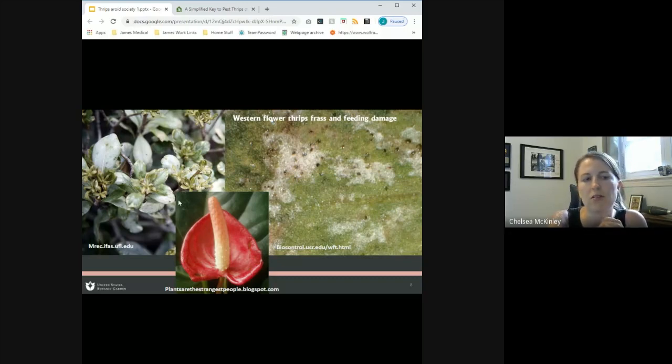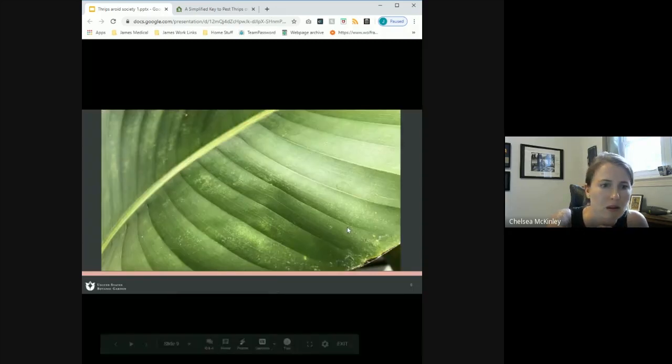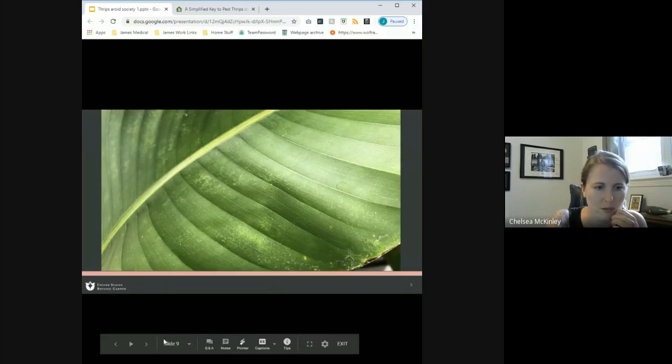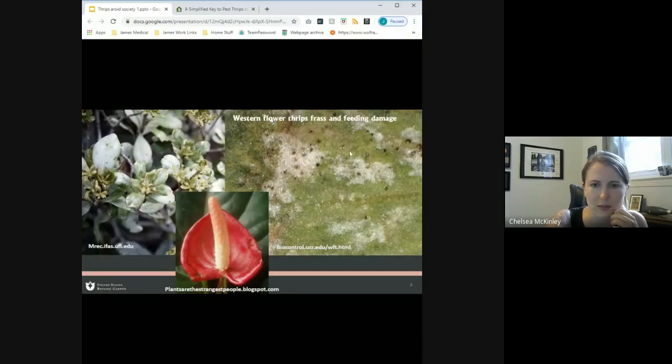So some people confuse thrips damage with spider mite damage. Spider mite damage, I'll skip forward. So this is a heliconia. And this is spider mite damage, and it looks more dusty. I can't figure out a better way to explain it. And it's also a little bit more even to some degree. It looks more like somebody's airbrushed the damage on. Whereas with thrips damage, it looks a little bit more like splatter paint to some degree. So you get these blotchy silvering patches.